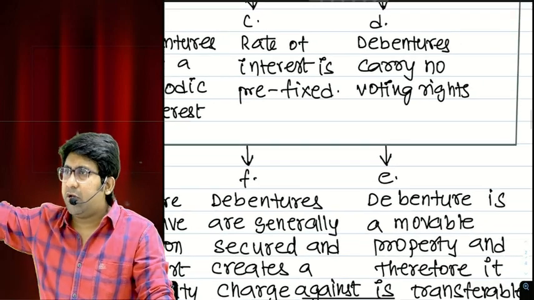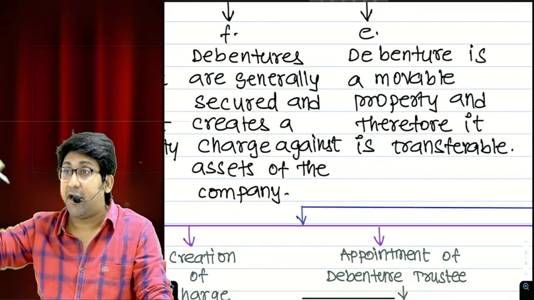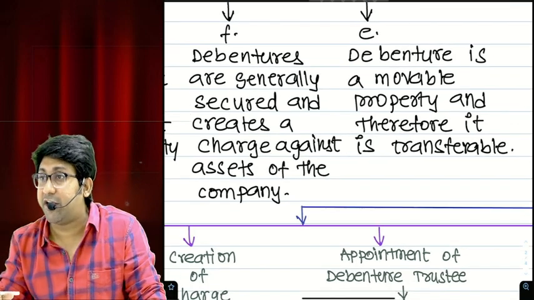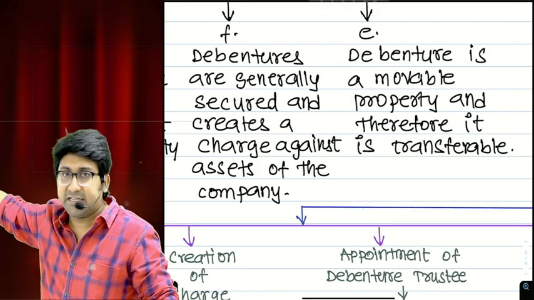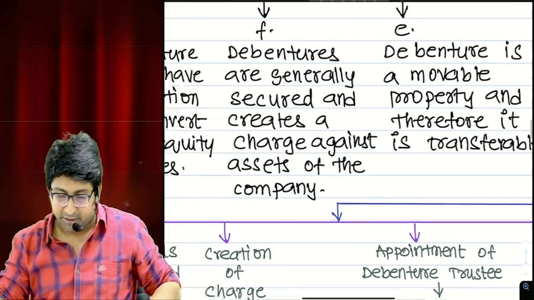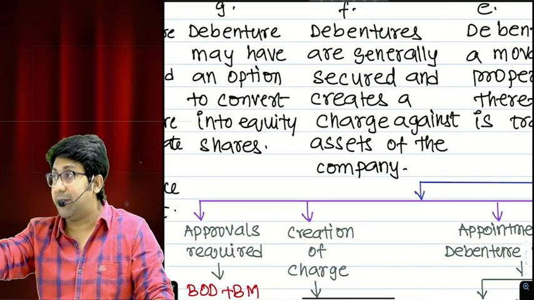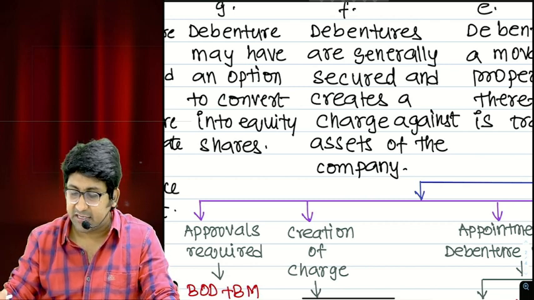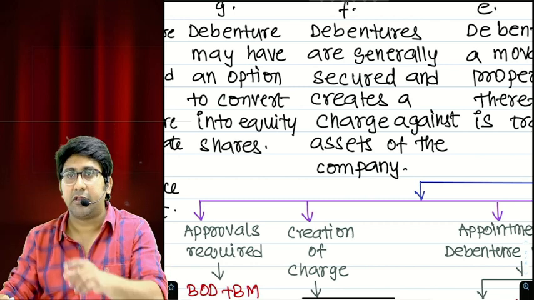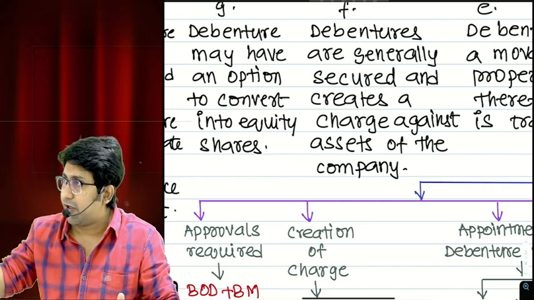Next one also, debentures don't carry voting rights. Next point, a debenture is a movable property and therefore it is transferable. So what this means is whatever example I have given. Okay. Next, debentures are generally secured, not mandatory. Debentures are generally secured and create a charge against the assets of the company. I think you know what a charge created is, security. Assets will be kept as security for the loan taken.